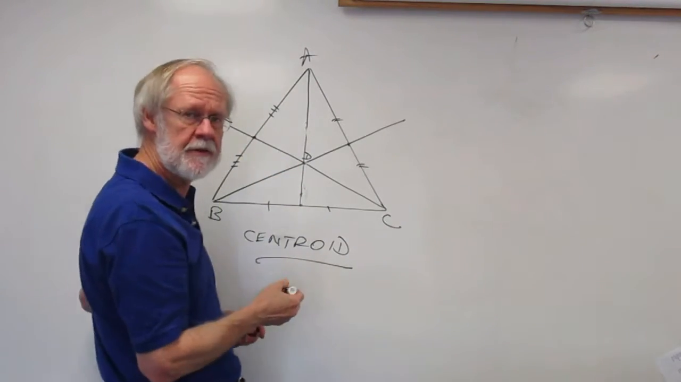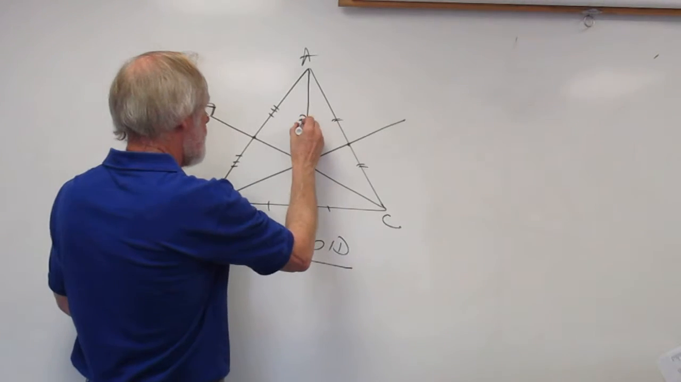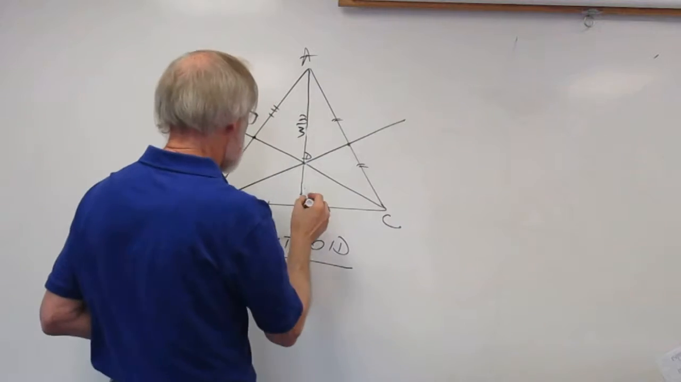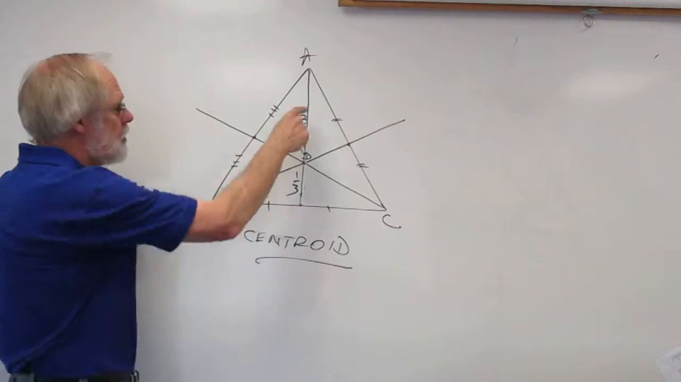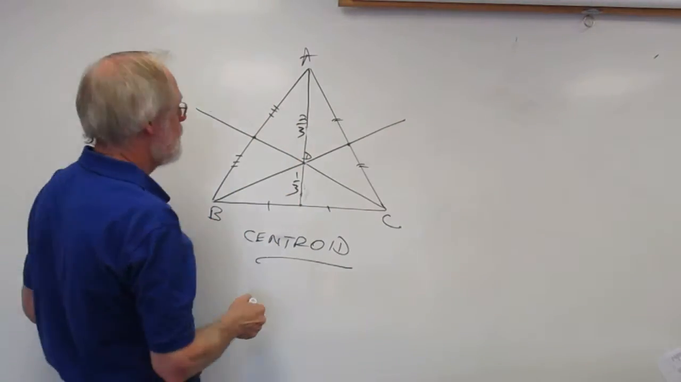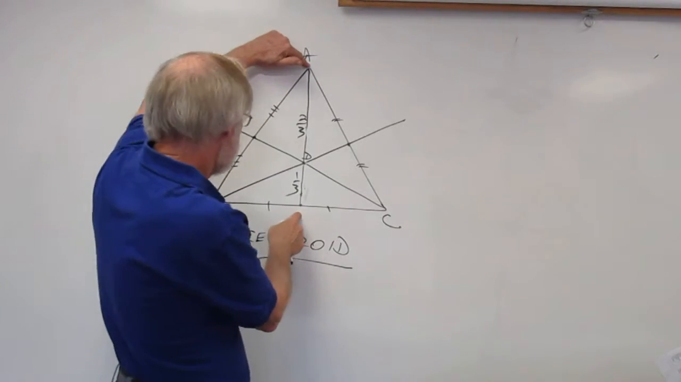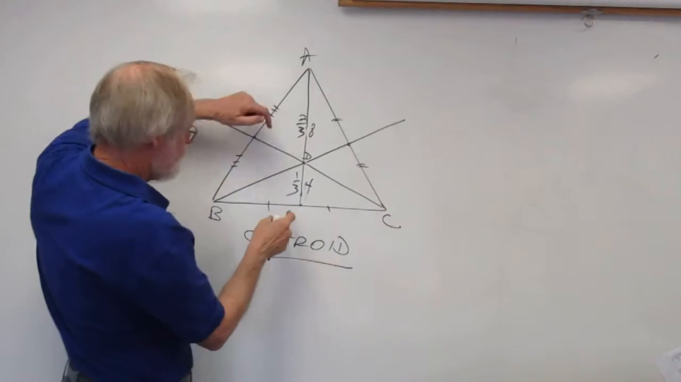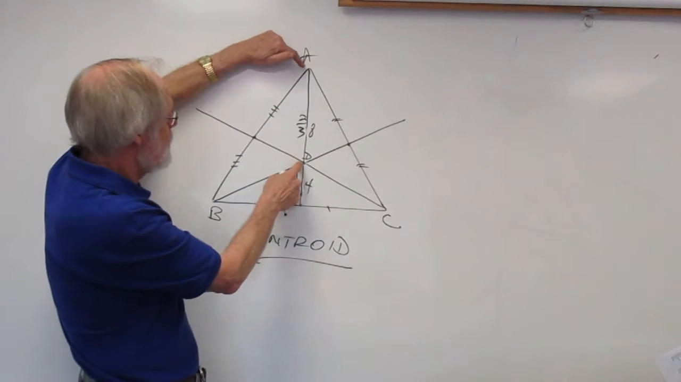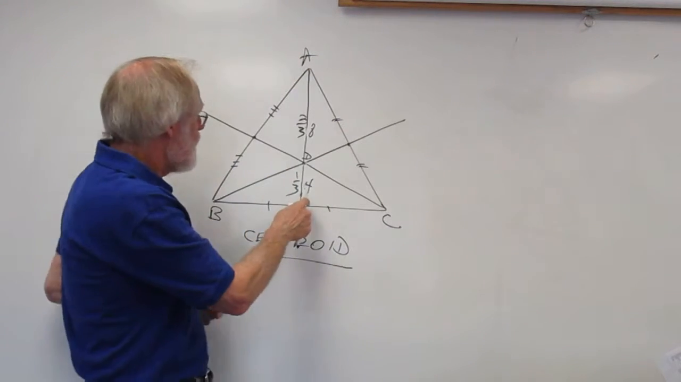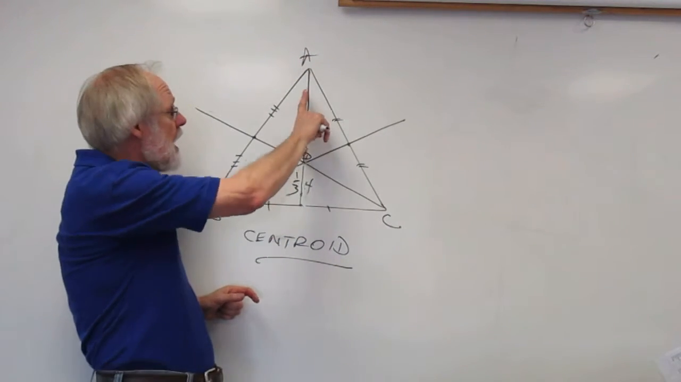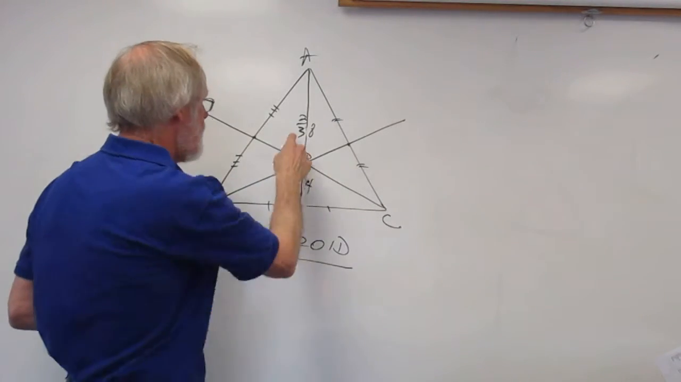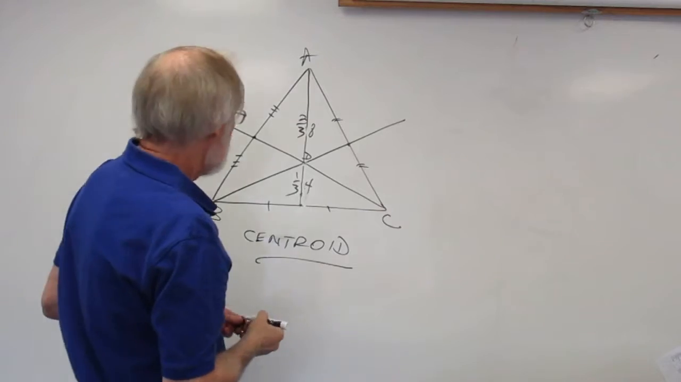And the strange thing about the centroid is that it is 2/3 of the distance from the vertex to the midpoint of the opposite side. So, 2/3, 1/3. For example, if the entire length here was 12, then this would be 8 and this would be 4. Notice, of course, because this is 1/3 and this is 2/3, this distance is always going to be half of this distance. So if this is 4, this is 8, the entire thing is 12. 2/3, 1/3. Okay.